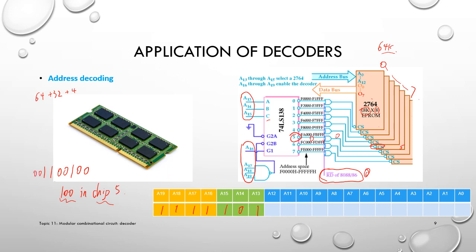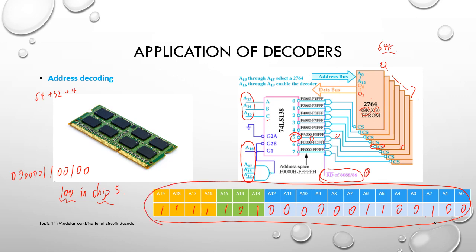So we need to add 0s before it to make it 12-bit. So we need to fill 0, 0, 0, 0, 0, 1, 1, 0, 0, 1. Actually, sorry, 13-bit, because it's 12 to 0. So I missed a 0 here. 0, 0, 0, 0, 0, 1, 1, 0, 0, 1, 0, 0. Okay, so if we send this long code to the address bus, then we can find the data stored in this location.